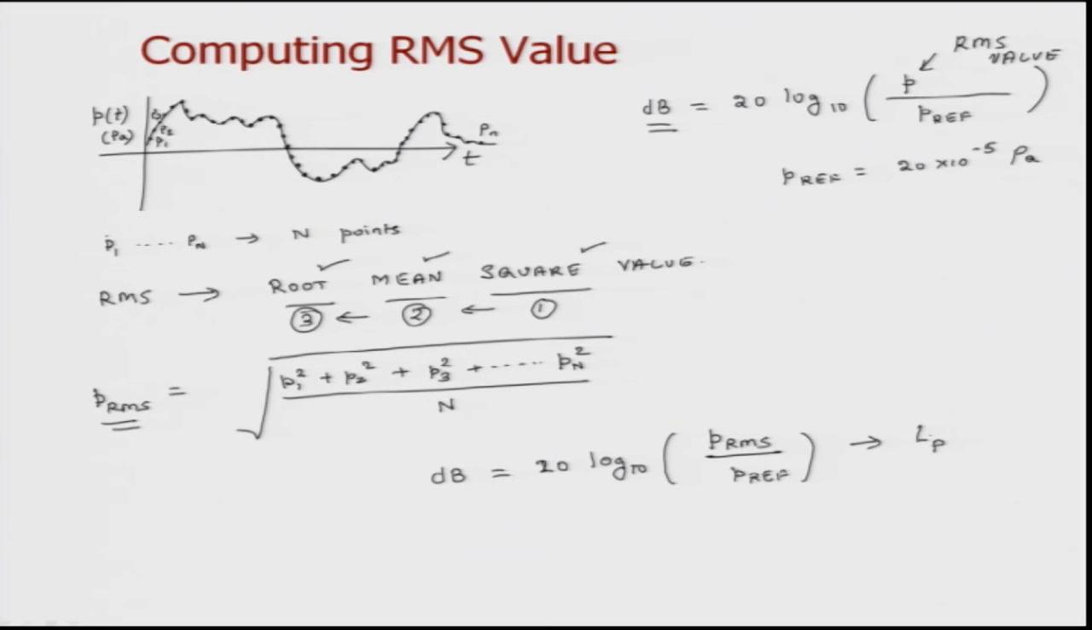Similarly, if we were interested in calculating the sound power level, we will record the value of power as a function of time and then calculate the RMS. But in this case, instead of multiplying by 20, we will just multiply it by 10. Okay? And likewise, we can also compute the intensity decibel in a similar way. But it is important to understand that in this relation, it is the RMS we are interested in.